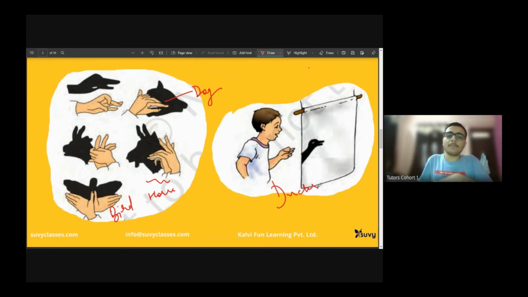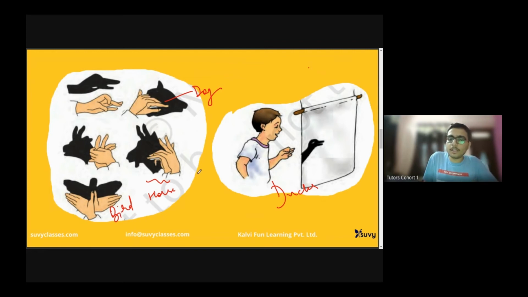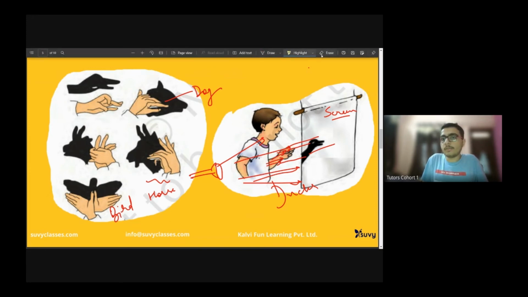What is happening here? I am keeping a torch kind of substance here. Now from the torch, light is coming out. The light is getting stopped by my hand, and the shadow of the hand is falling on the screen. This is a screen. Screen can be anything. It can be a wall. It can be a piece of cloth. It can be anything, children. I'll just erase it and draw it again because I guess it's not very clear.